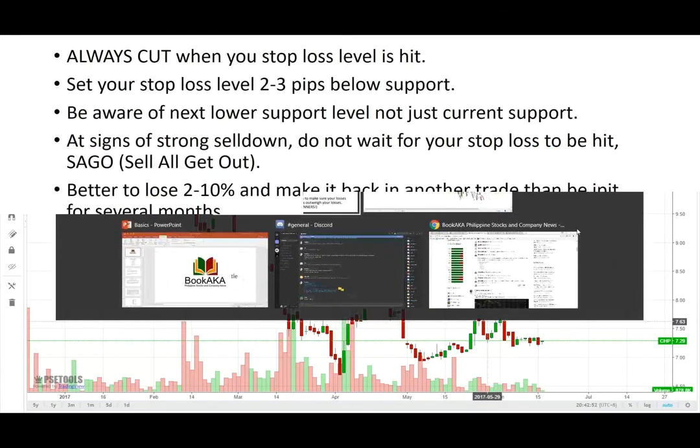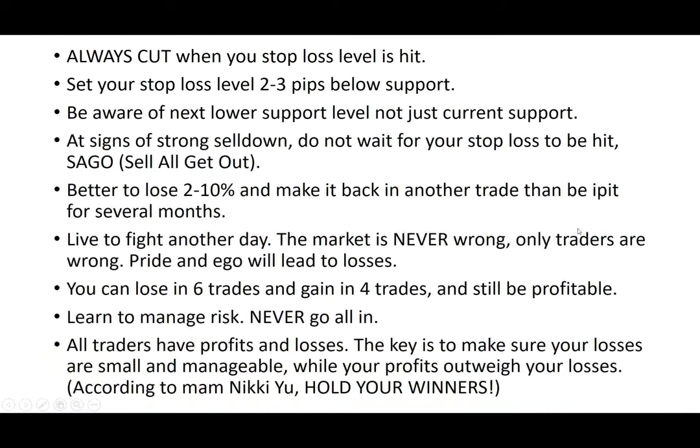So, yan. Better to lose 2 to 10% and make it back in another trade than to be pit for several months. Live to fight another day. The market is never wrong para sa ating mga technical traders. Only traders are wrong. Your pride and your ego will lead to losses. Listen to the market. Pag na-break ang support, get out. Pag na-break ang resistance, if you want to trade breakouts, get in.